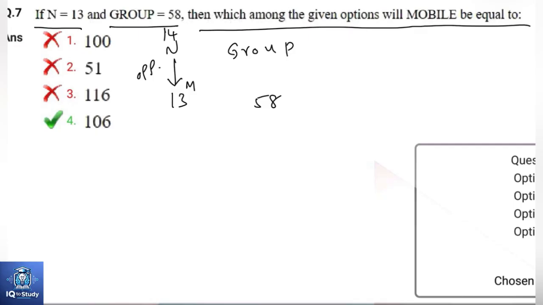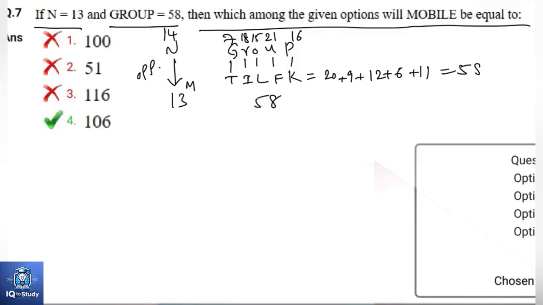In the same way, let's consider group positional values. For G, we know it is 7 and R it is 18, O it is 15, U it is 21, P it is 16. And the opposite values are T, I, L, F, K. We know that the values of T, I, L, F, K are 20, 9, 12, 6 and 11. Let's add all these. By adding all this we get 58. So it is equal to 58.